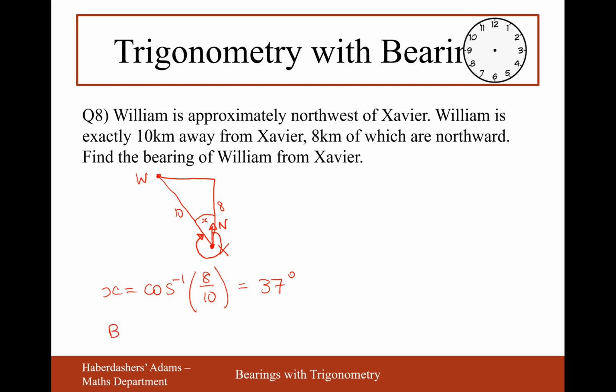But the actual answer to the bearing of this question will be the whole turn 360 degrees coming backwards by 37 degrees, or take away 37. So 360 minus answer will be 323 degrees. And there we are, that's the bearing answer for this question, and that's finishing off the video.